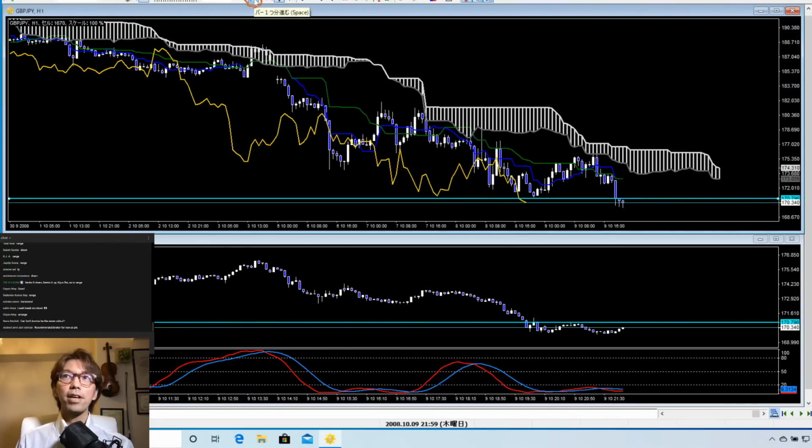So Kijun Sen flat, right? Right now Kijun Sen is flat, and also Kumo became flat again. Senkou Span A, Senkou Span B, both flat right now. You see?